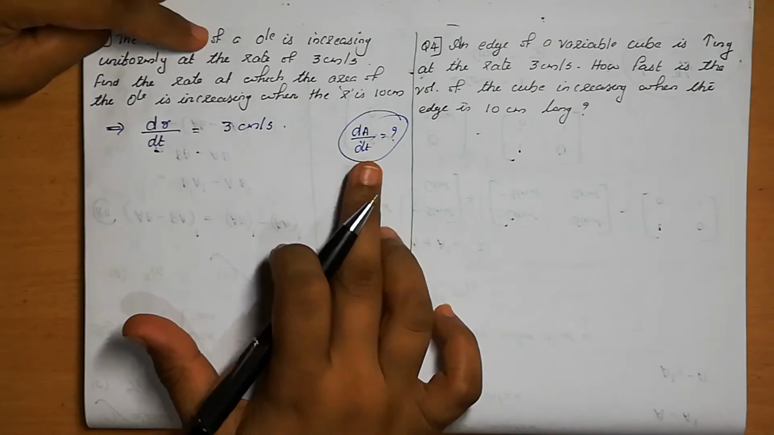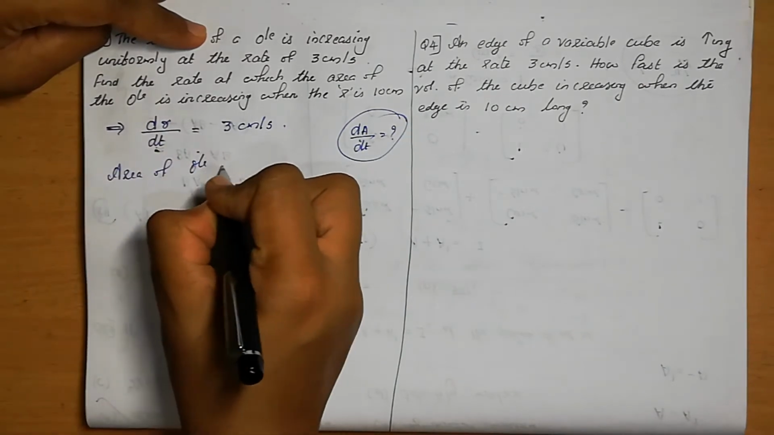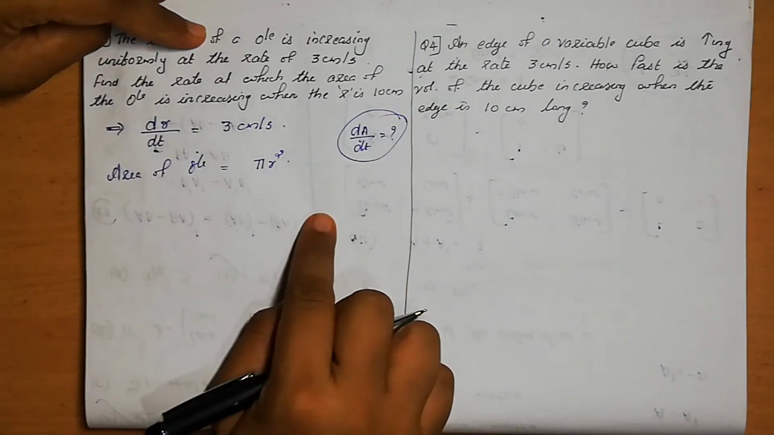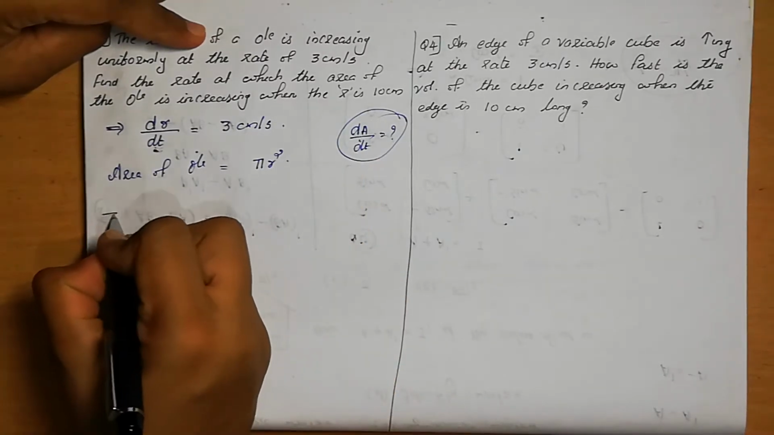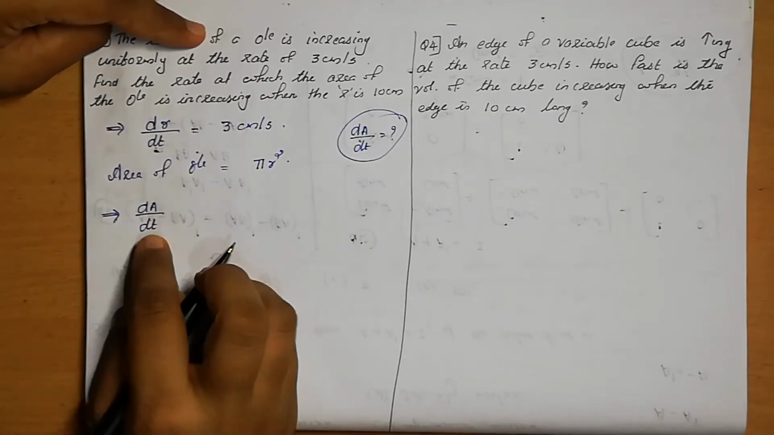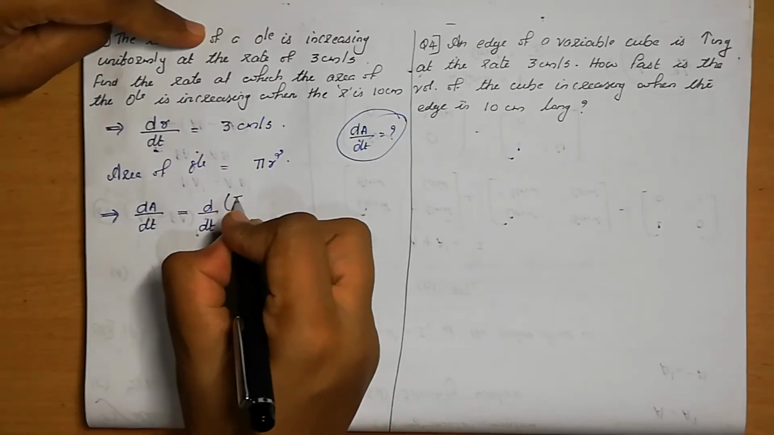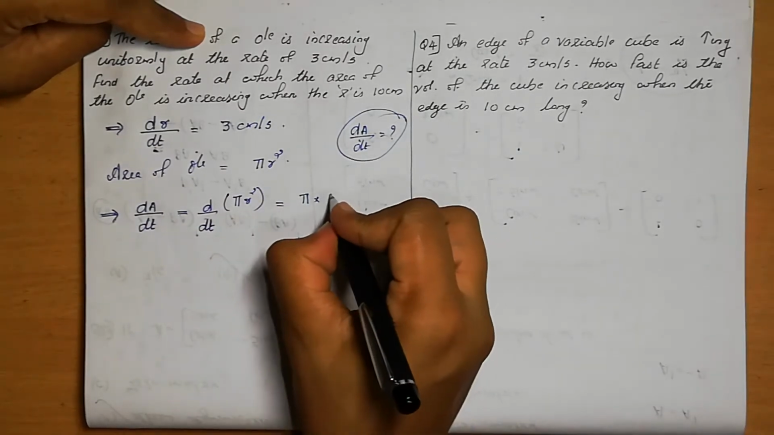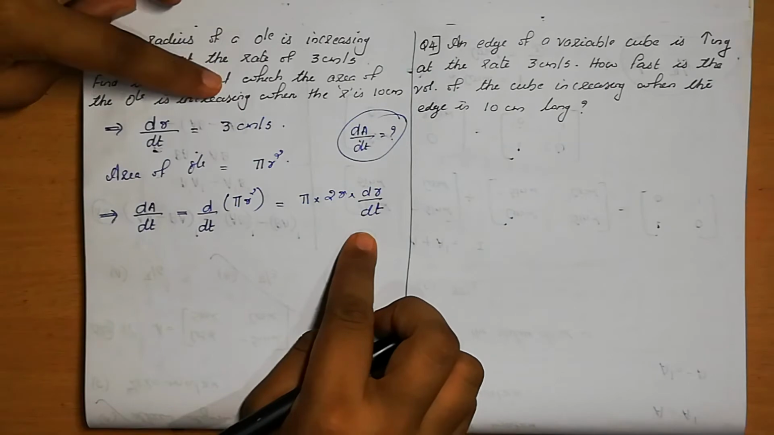What is the area of a circle? Area of a circle is pi r squared, correct? We are going to find the value of dA by dt only. dA by dt means the rate of change of area with respect to time, equal to d by dt of pi r squared. Here pi is a constant. Then the derivative of r squared is 2r into dr by dt. So what is the value of dr by dt?